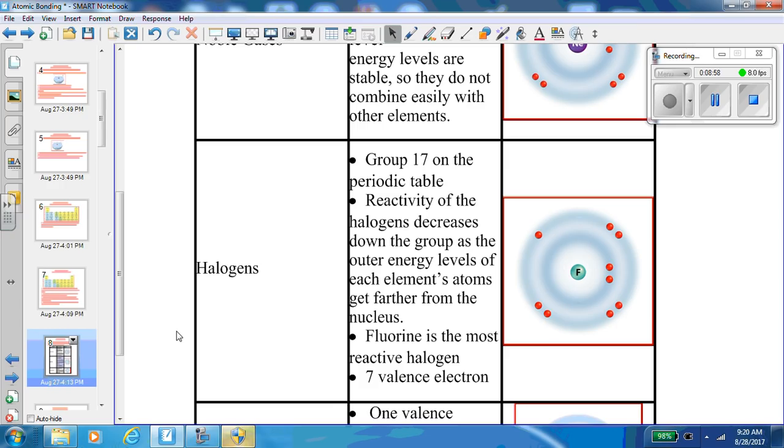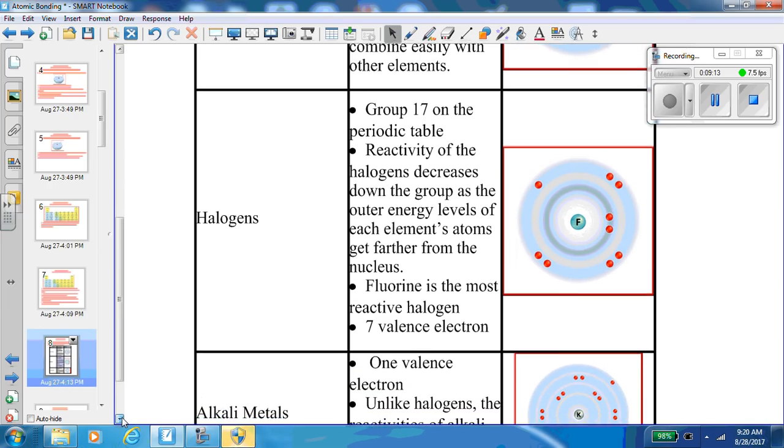So a lot of times halogens are looking for an atom that they can get another electron from so that they can have that full level of 8. So typically halogens are going to gain an electron, and we're going to talk about that in just a minute. What does that mean, to gain an electron?